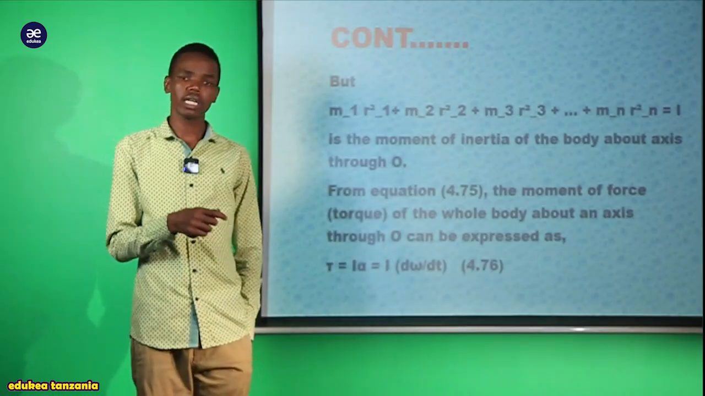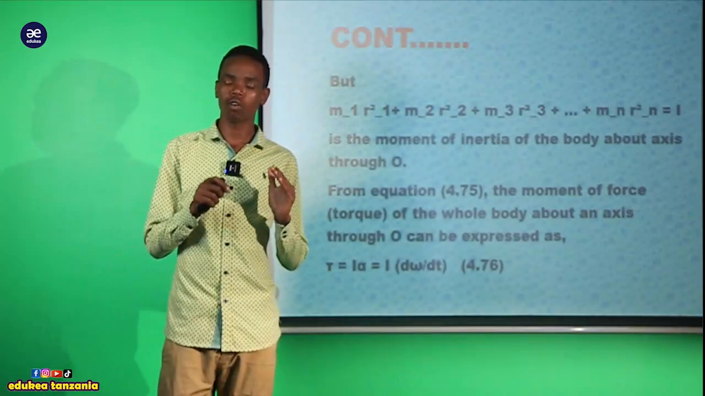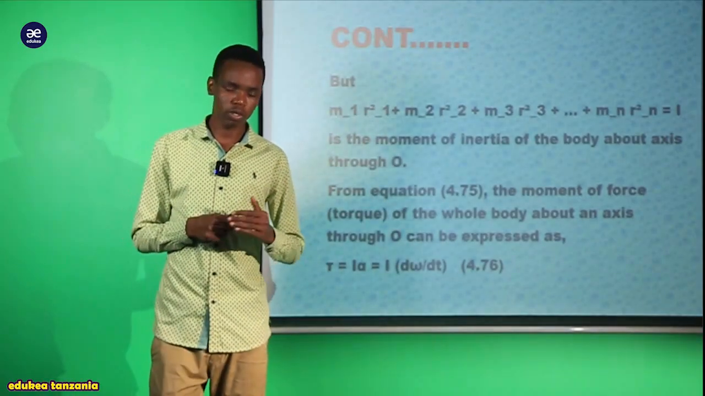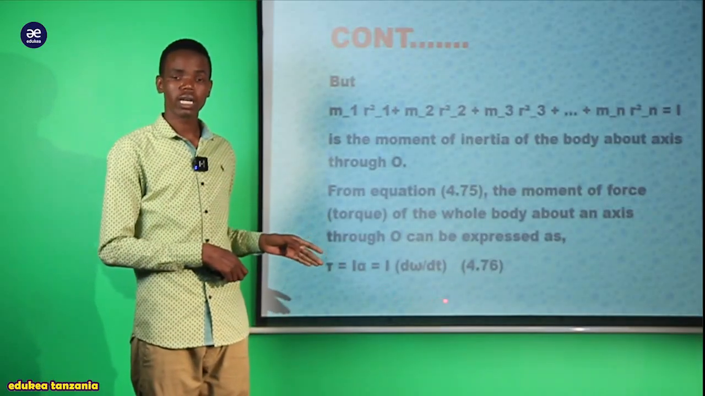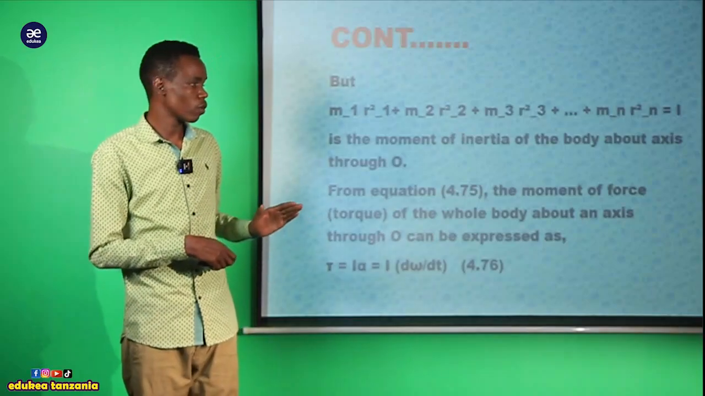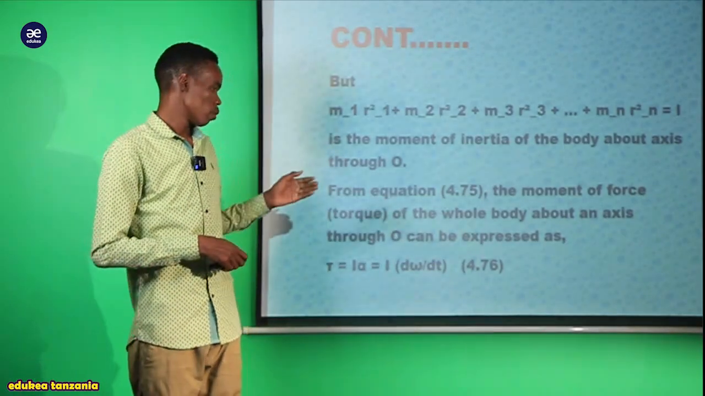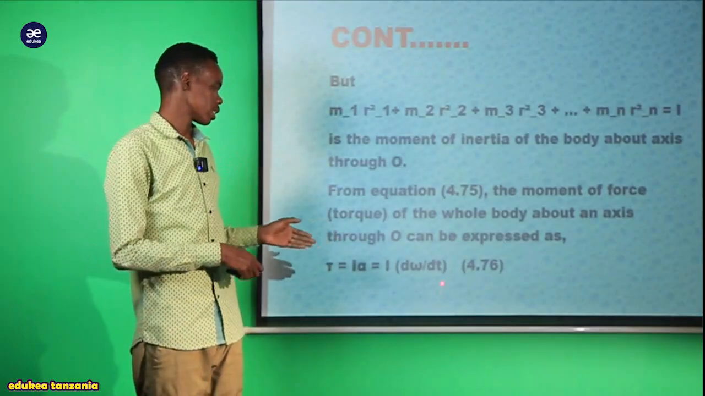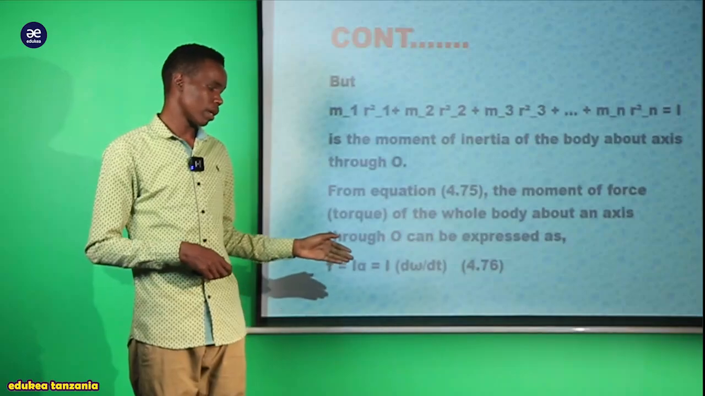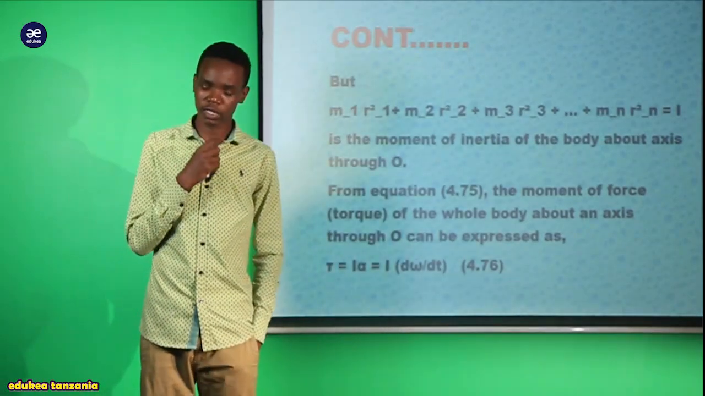But we know that this angular acceleration represents the rate of change of ω, the rate of change of the angular velocity. So we are saying that torque can be equal to this moment of inertia for the whole body multiplied by the angular acceleration, which must be equal to I times the rate of change of the angular velocity. This might be equation number 76 for our first topic.